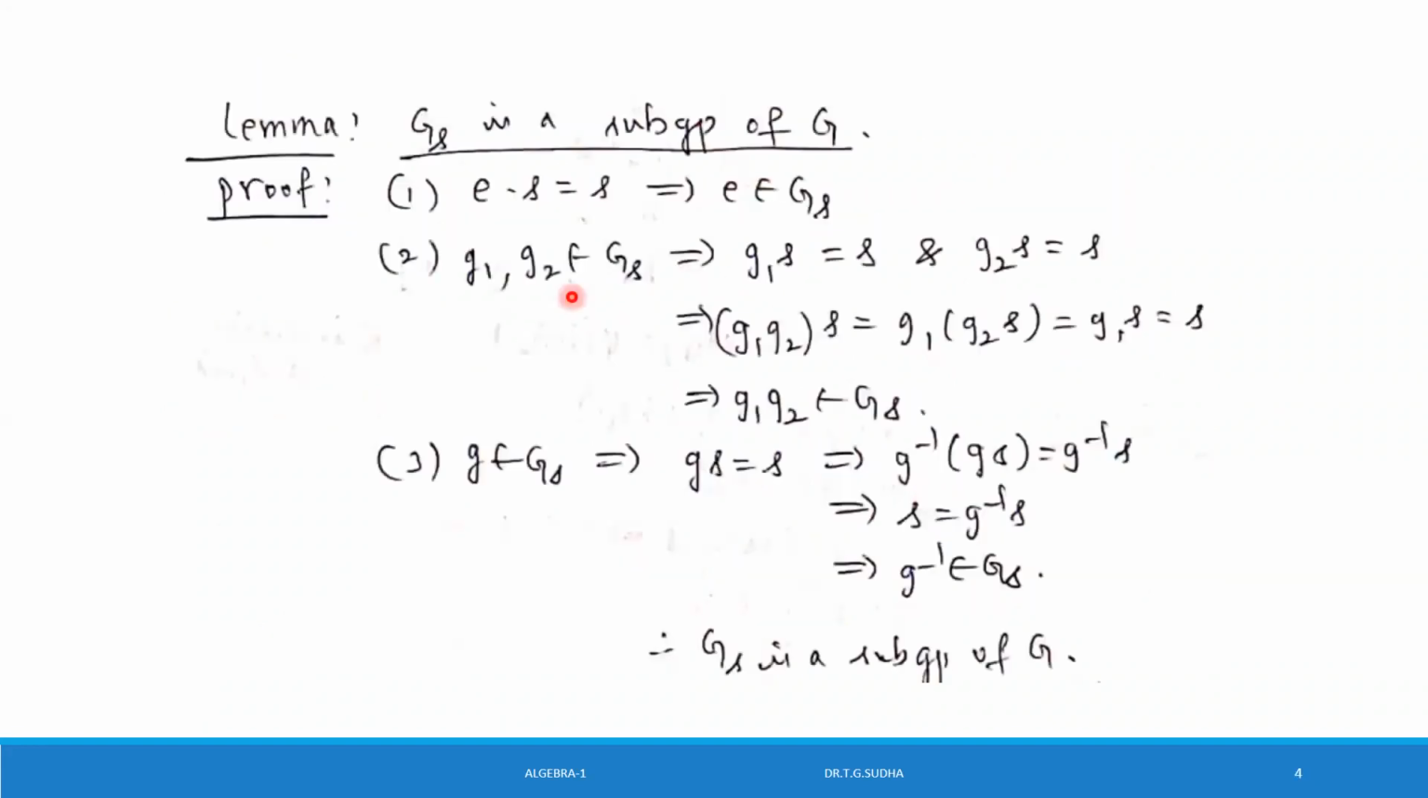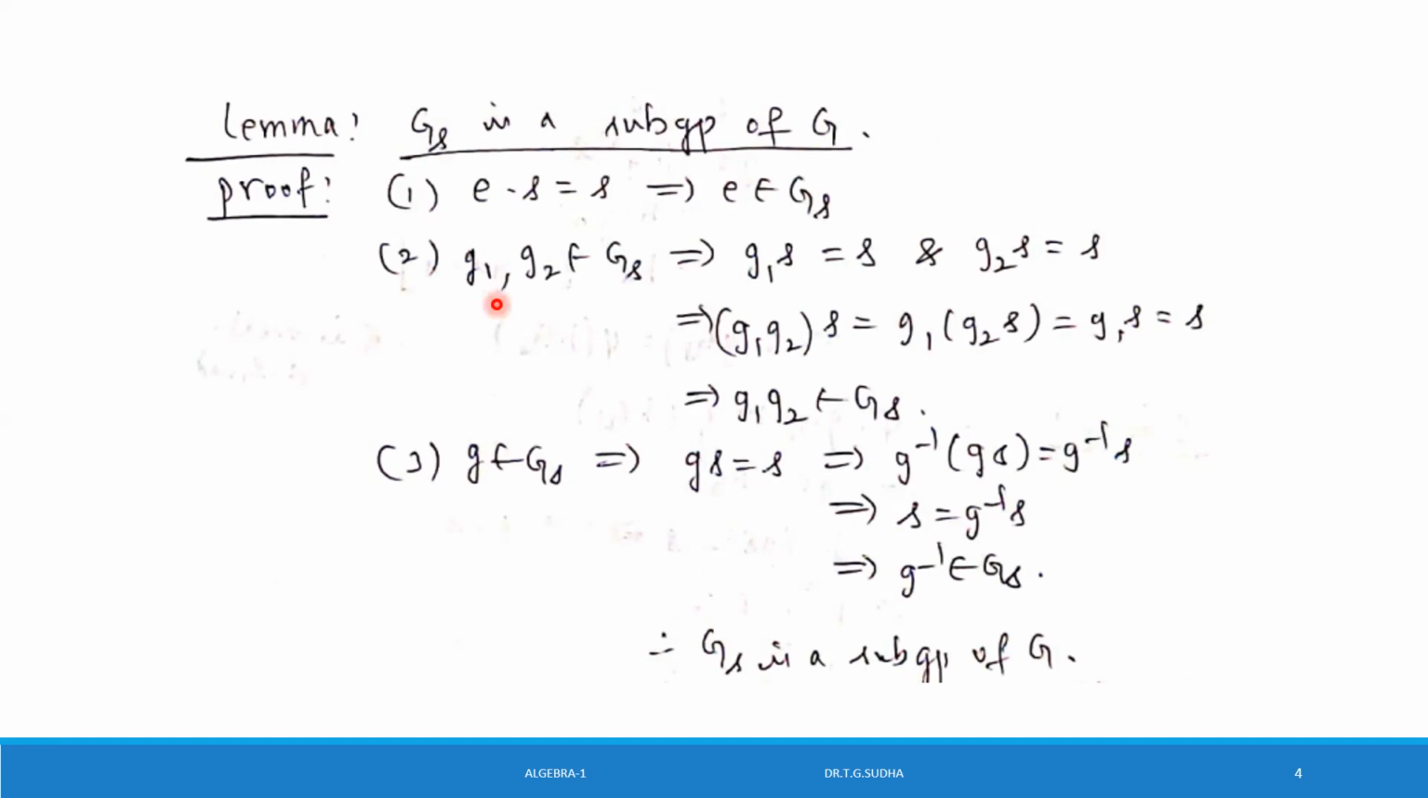Now let us look into this lemma. Let us prove that G_s, that is the stabilizer of the element s, is a subgroup of G. For that, we know that the identity element e belongs to G. So e into s will always be equal to s, by group action, we have seen this. And this implies e belongs to G suffix s.